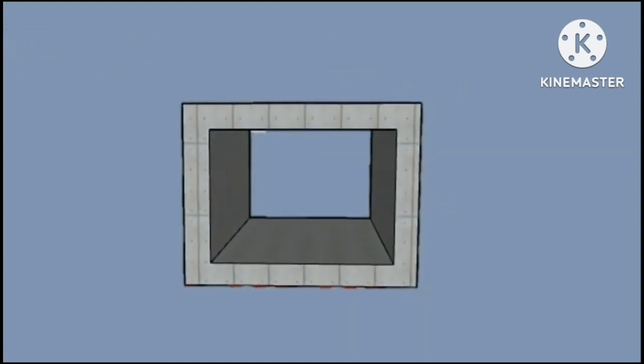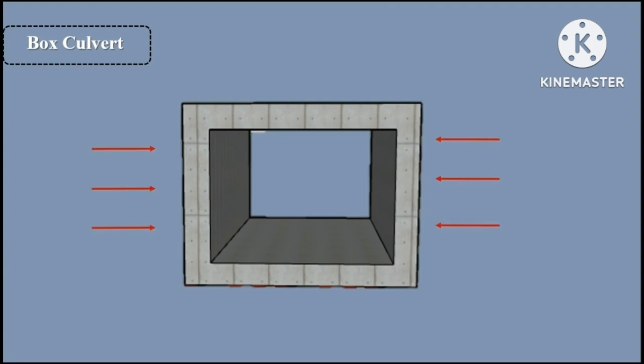6. Box culvert. A box culvert acts as a closed frame. It consists of single or multiple cells. In addition to the lateral earth pressure, a box culvert also resists the vertical load from the soil above it and is also resistant to vehicle loads.